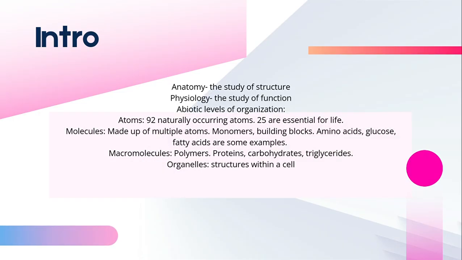So anatomy is going to be the study of structure, while physiology is the study of function. The abiotic or non-living levels of organization. So you have 92 naturally occurring atoms, 25 being essential for life. Molecules are made up of multiple atoms. These are going to be things like monomers, building blocks, amino acids, glucose, and fatty acids. Then you have macromolecules, which are polymers. Such that examples are going to be proteins, carbohydrates, and triglycerides. Organelles, which are structures within a cell.